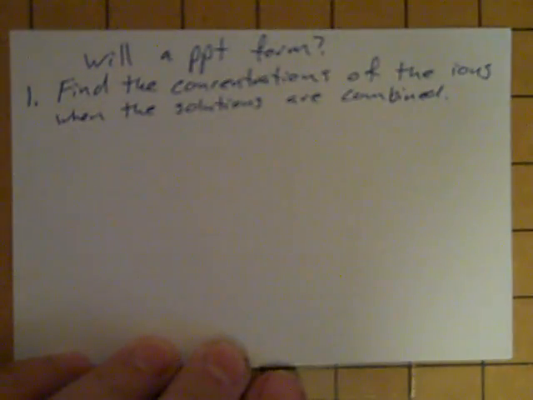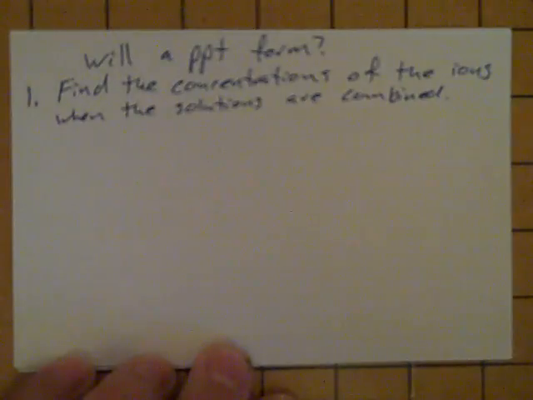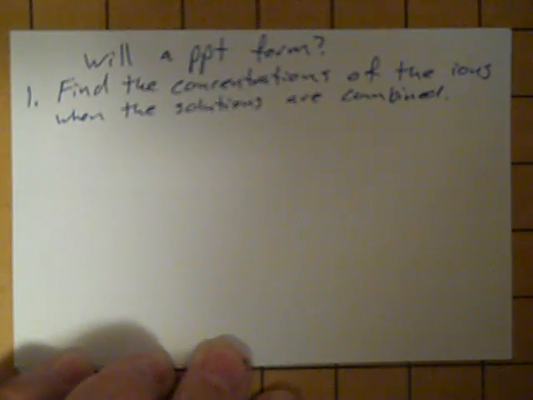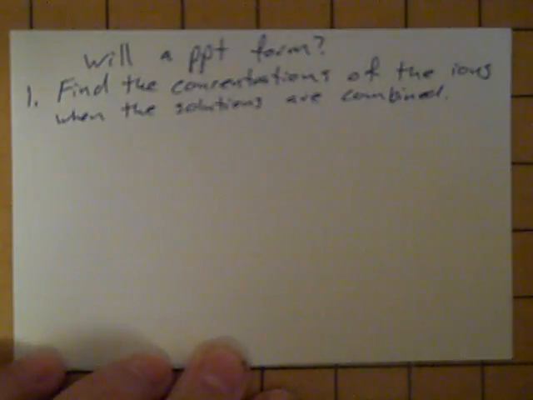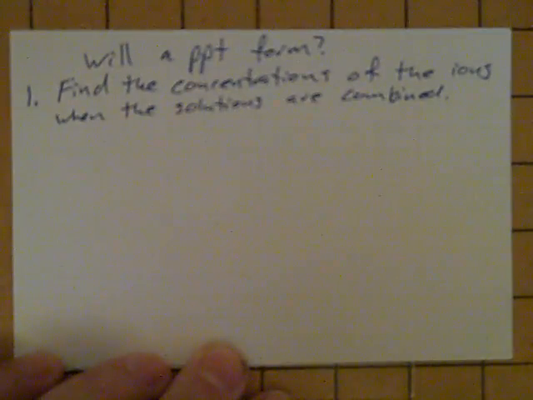Alright, the question is, will a precipitate form? In these types of problems, you have to do three things. First one is find the concentration of the ions when the solutions are combined. We're told what they are before they're mixed together, so we know an initial concentration in an initial volume, and we need to find out what it's like when we combine them into a final volume.